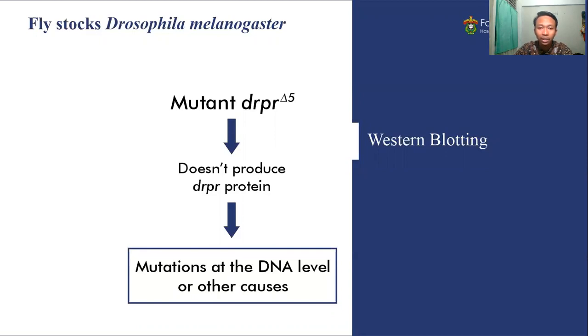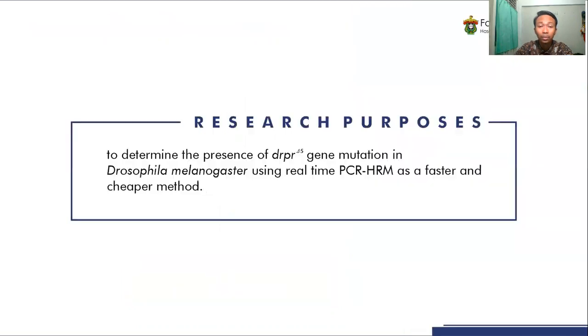To determine the mutation in experimental animals, we use the sequencing method, which can provide gene analysis at the nucleotide level. But the use of this method takes a long time and costs a lot. Therefore, we need a reliable and economical method to overcome these problems. Based on this problem, our study was conducted with the aim of evaluating the real-time PCR high-resolution melting technique to determine the presence of the Draper delta 5 gene mutation in Drosophila melanogaster.